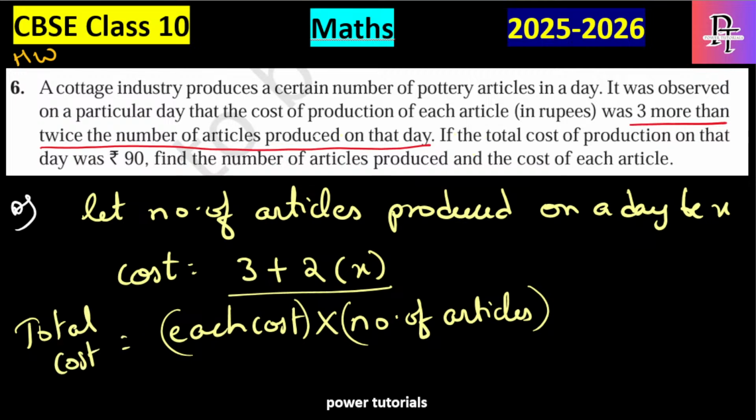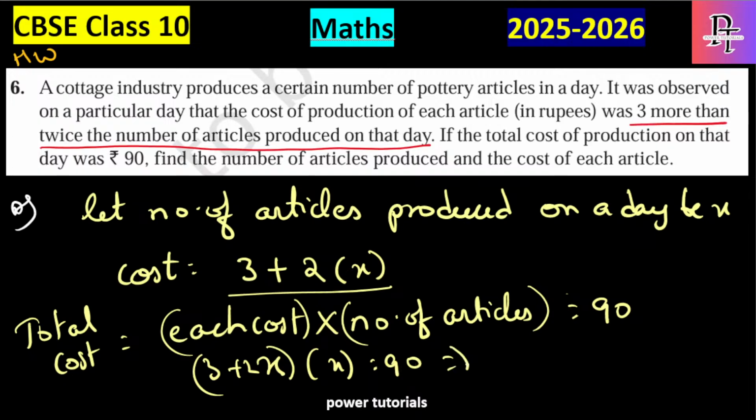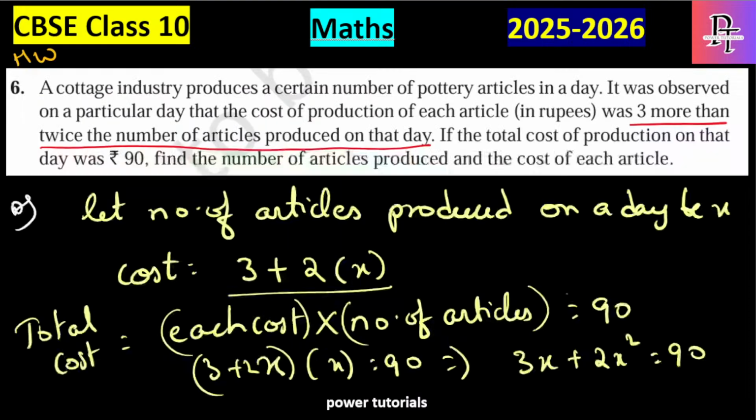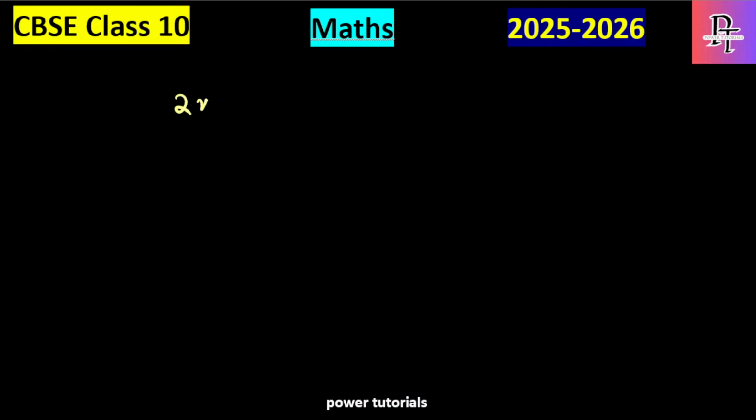So what is the total cost they mentioned in the question? Total cost is 90. So simple, we know each cost is 3 plus 2x, and the number of articles is x, which is equal to 90. Now cross multiplying, 3 into x is 3x, 2x into x is 2x square, equal to 90. So let's write 90 on the other side in the form of a standard quadratic equation. It becomes 2x square plus 3x minus 90 is equal to 0.